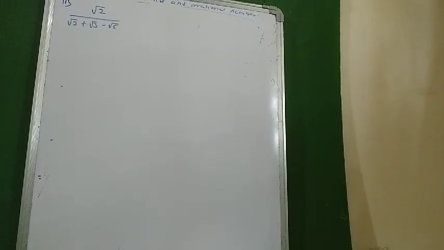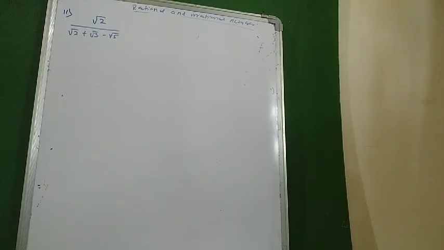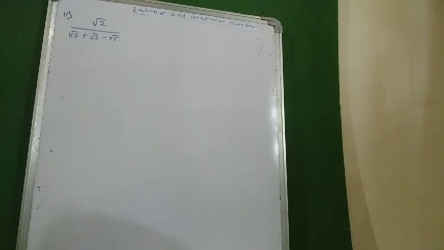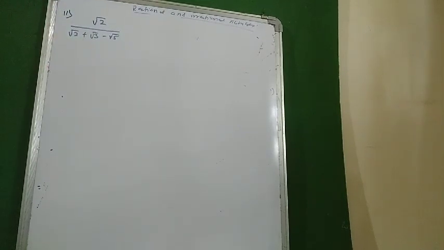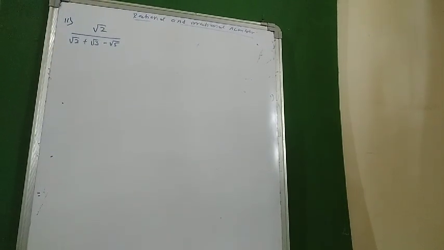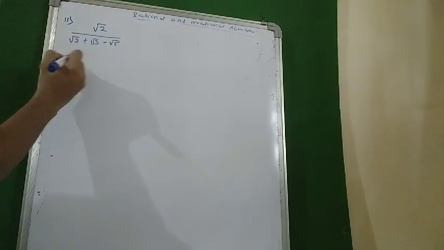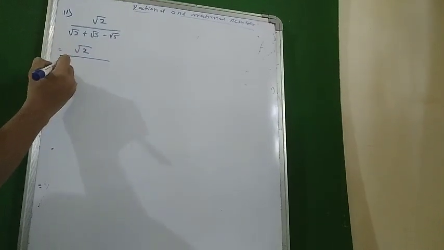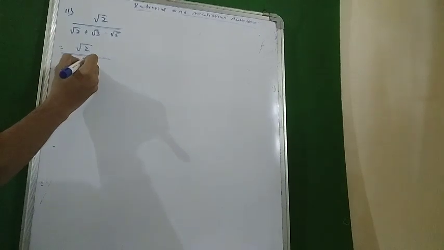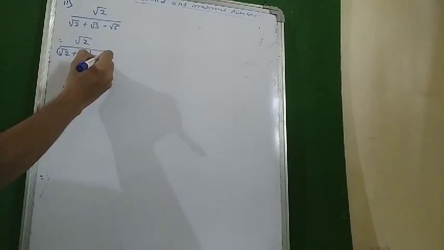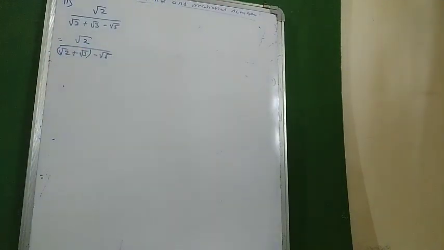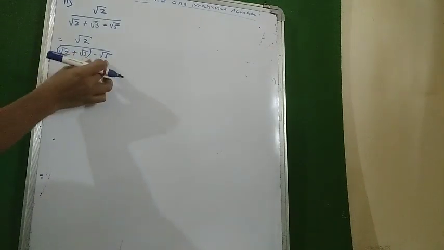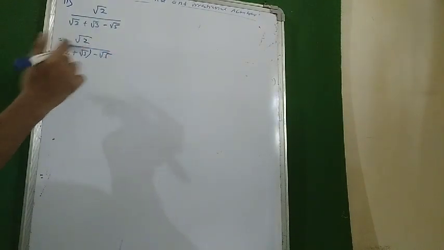Okay, in this question we can see that it is the 11th question of exercise 1D of rational and irrational numbers, and the question is root 2 upon root 2 plus root 3 minus root 5. Again there are 3 terms in the denominator. I write this as root 2 upon root 2 plus root 3 minus root 5. Okay, when I rationalize this, I make two groups. This group is A and this group is B.